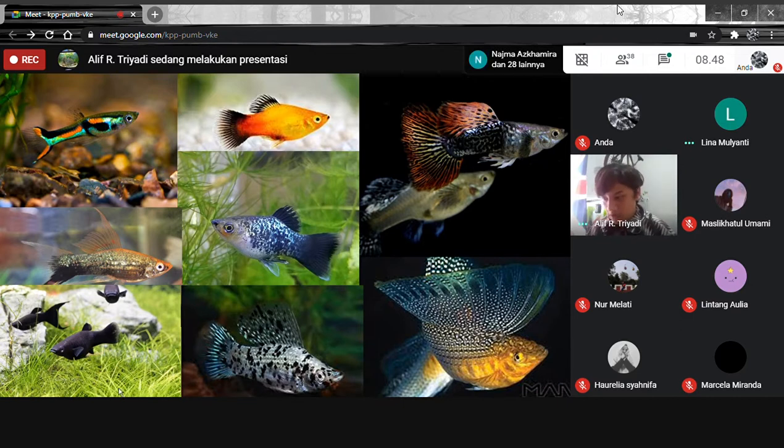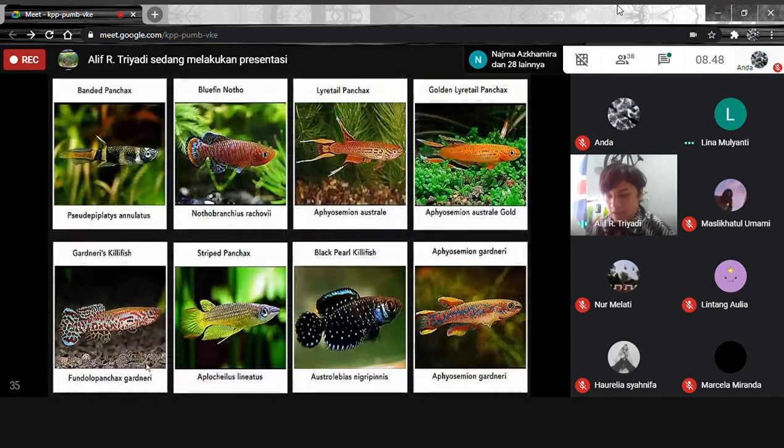And then the next one is killifishes. Killifishes, as you can see here, actually there's not much known about the killifish that is different from the other fishes. So we're going to continue on forward.